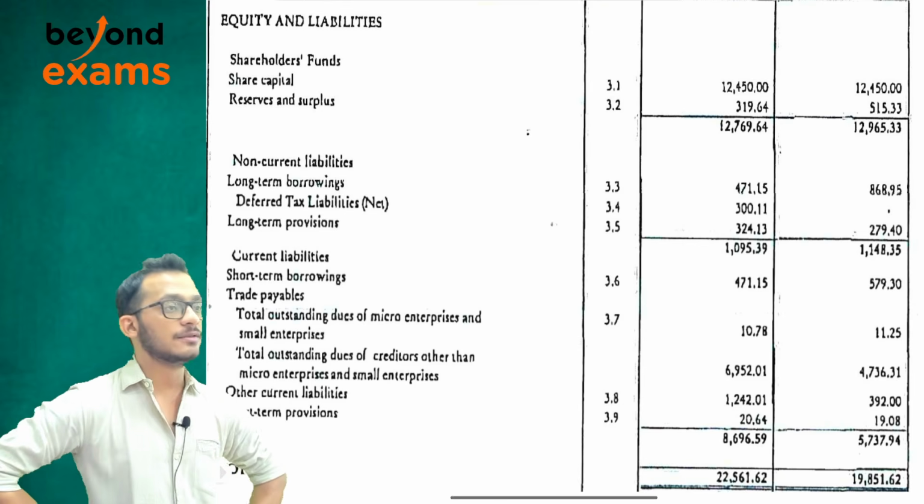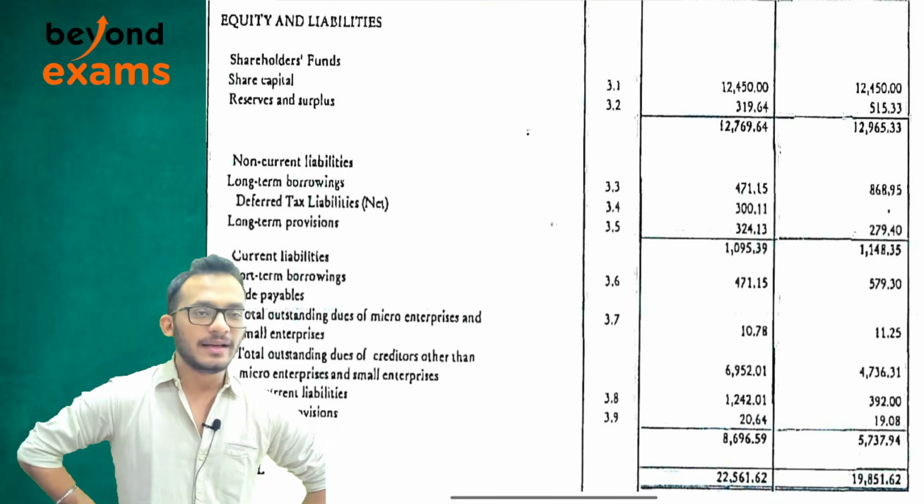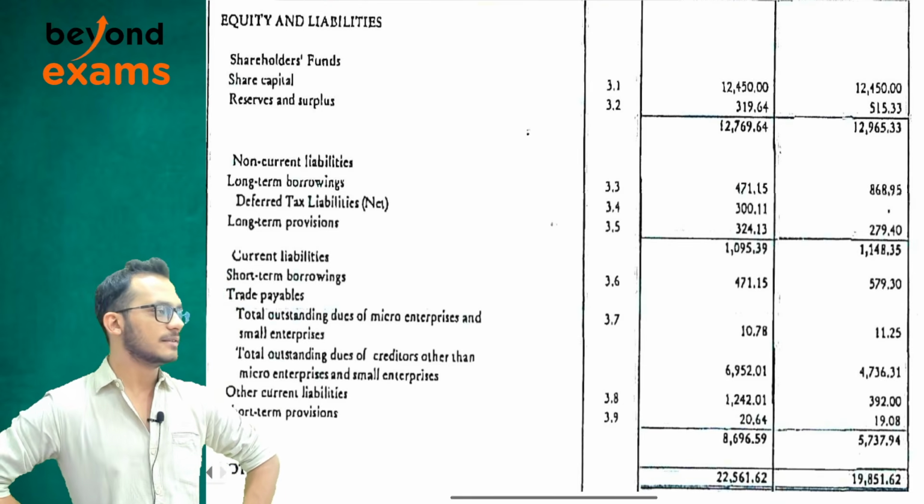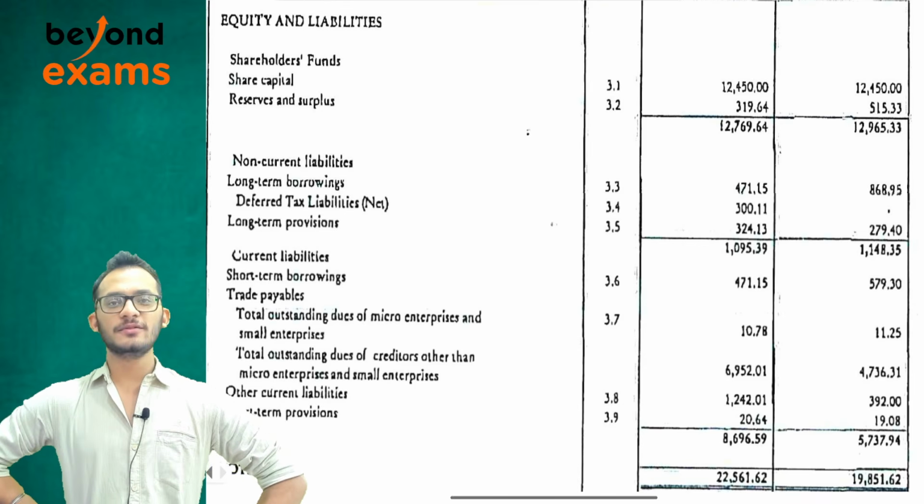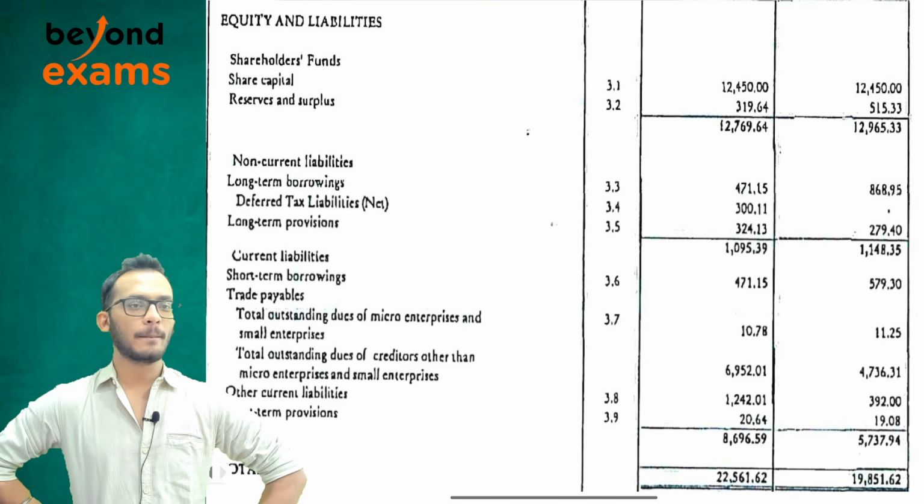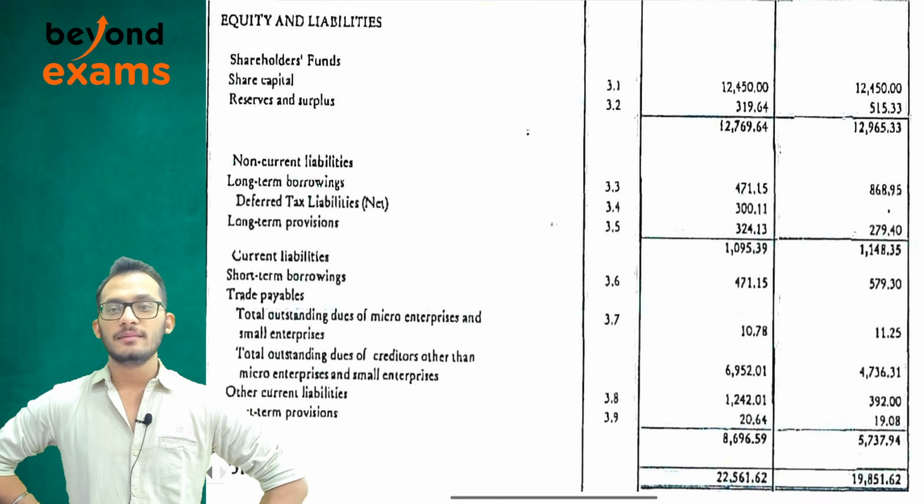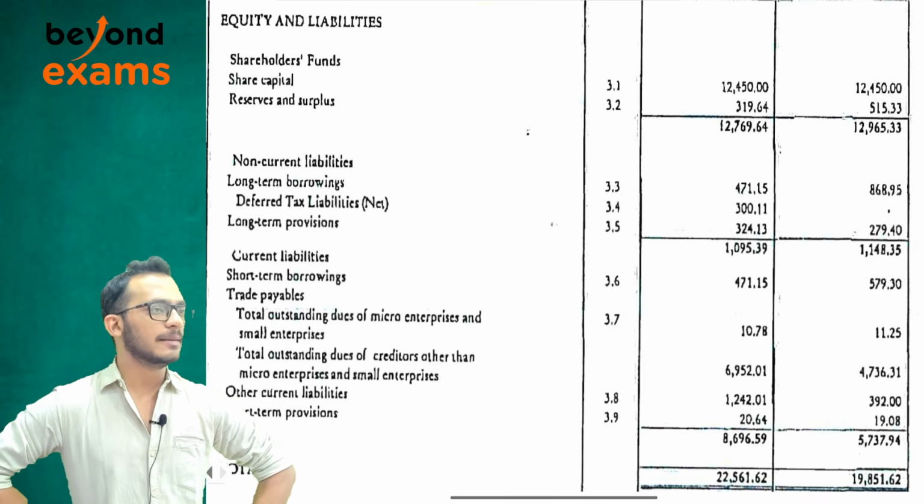When it comes to items not reclassified to P&L, there is one item which takes a lot of importance in income tax. Any guesses? What are the items you have seen in not reclassified to P&L? No? There is a standard called employee benefits.